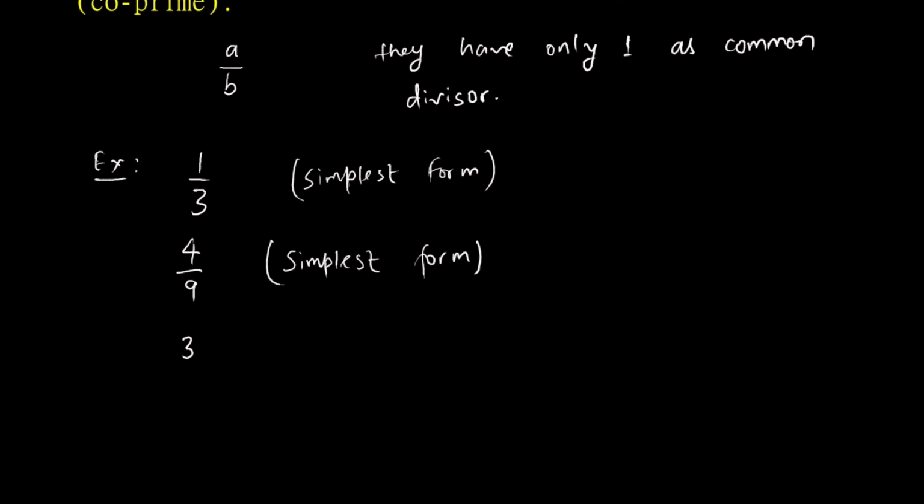Let's see 3 over 15. This fraction is not in simplest form because numerator and denominator have 3 as a common divisor other than 1. So this is not in simplest form.